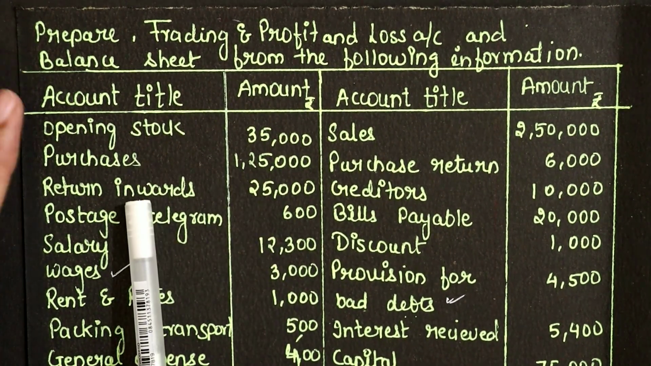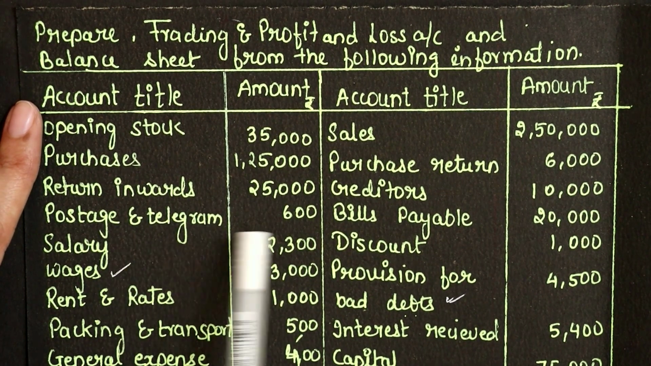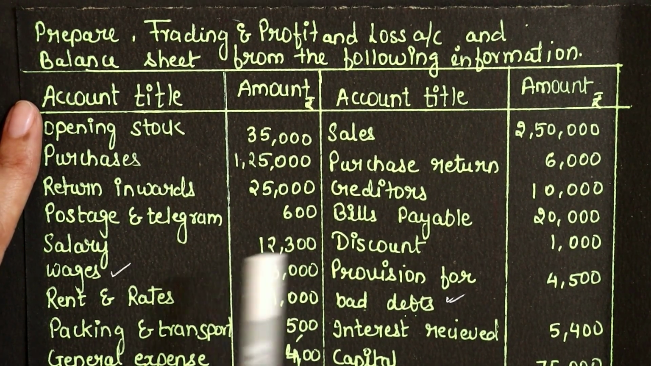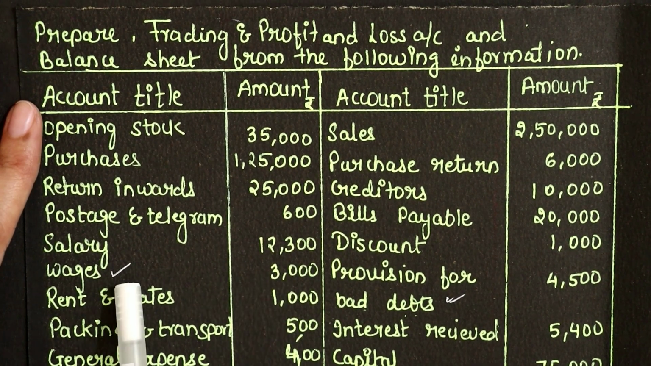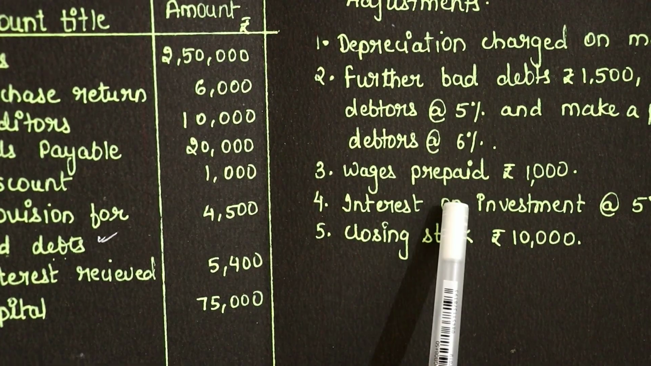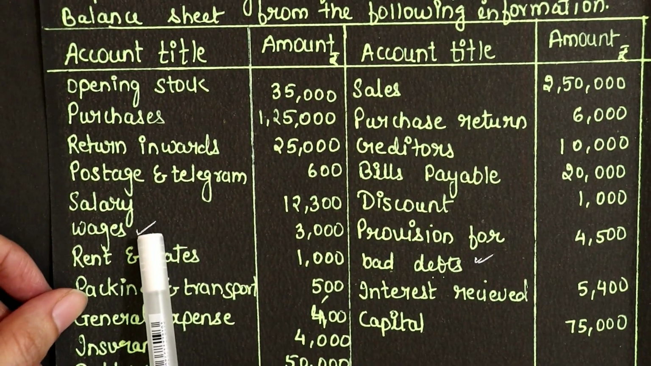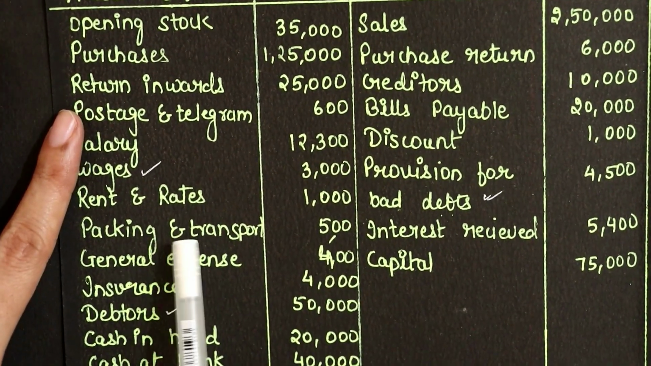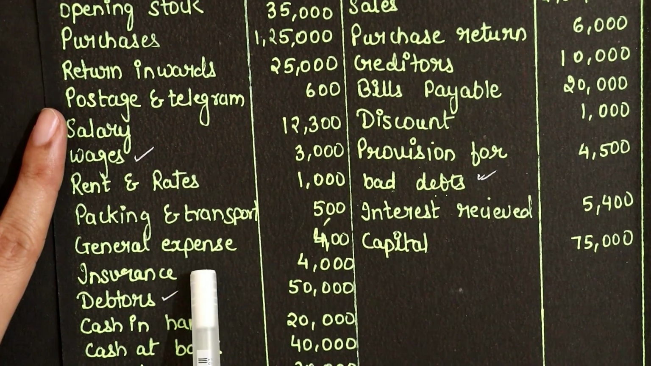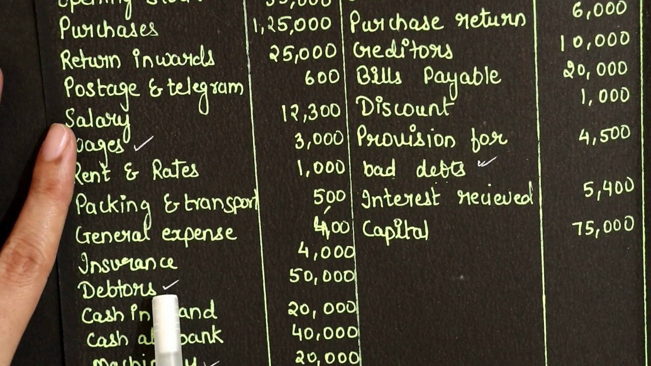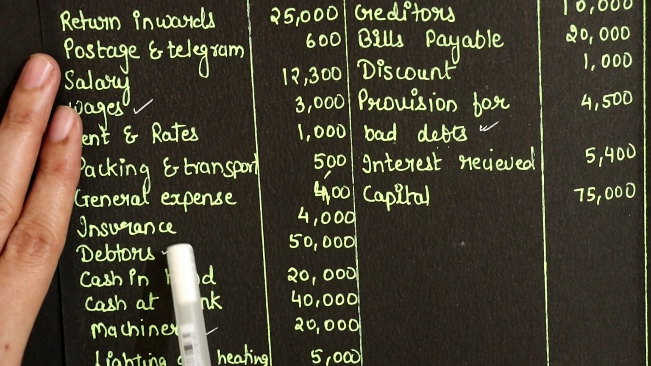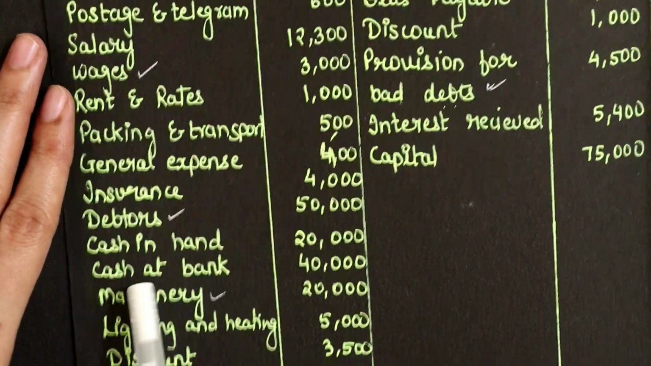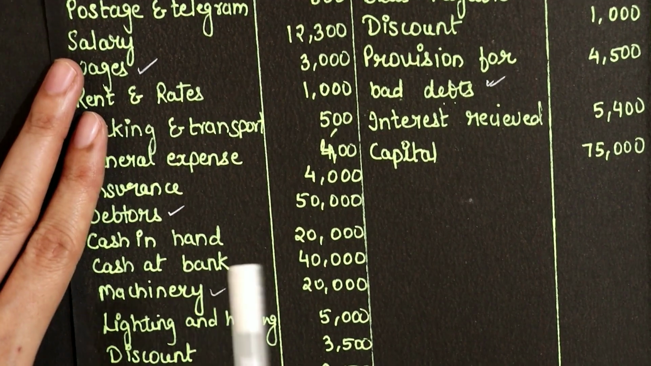Purchases 1,25,000. Return inwards 25,000. Postage and telegram 600. Salary 12,300. Wages 3,000. Now when we were reading adjustments, we found that there was prepaid wages of 1,000 rupees. This relates to wages, so we will put a tick mark against the wages. I've already marked it. We have rent and rates, packing and transport, general expense, insurance, debtors. Debtors do have an adjustment, so we have ticked it. Cash in hand, cash at bank, machinery has an adjustment. We have put a tick mark.